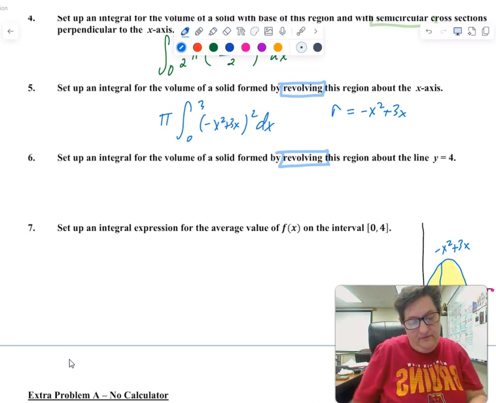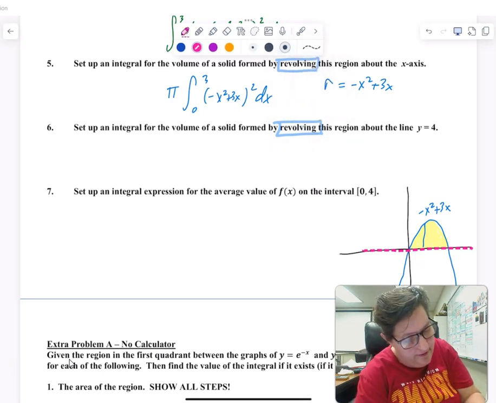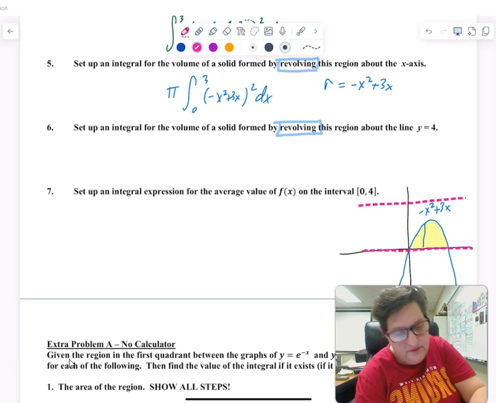Now we're revolving it around the line y equals 4. This makes it a bit more difficult. Let's say that's the line y equals 4.